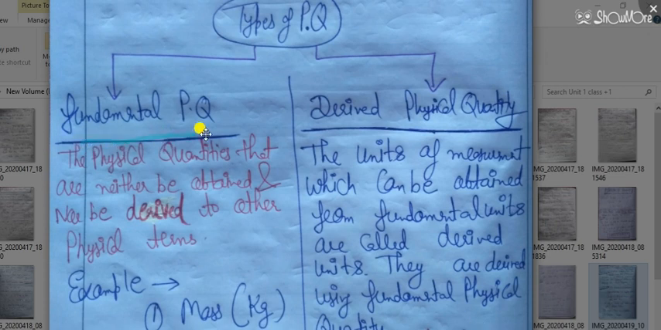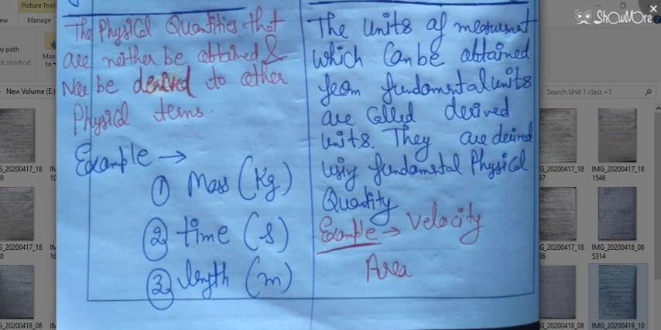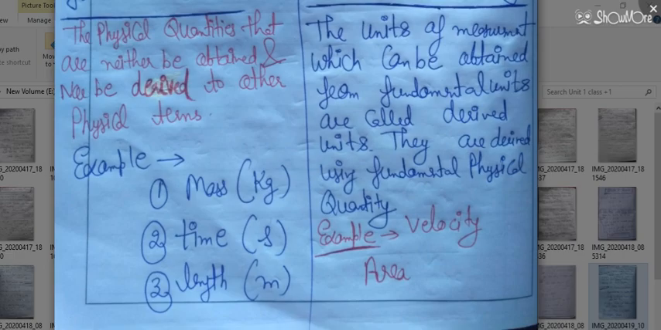The fundamental physical quantities are those which are further not divided, like we have time or mass, so we cannot divide mass further. Mass is not written as any other term. But if you look at the derived physical quantities, here we have velocity, and we can divide the velocity.